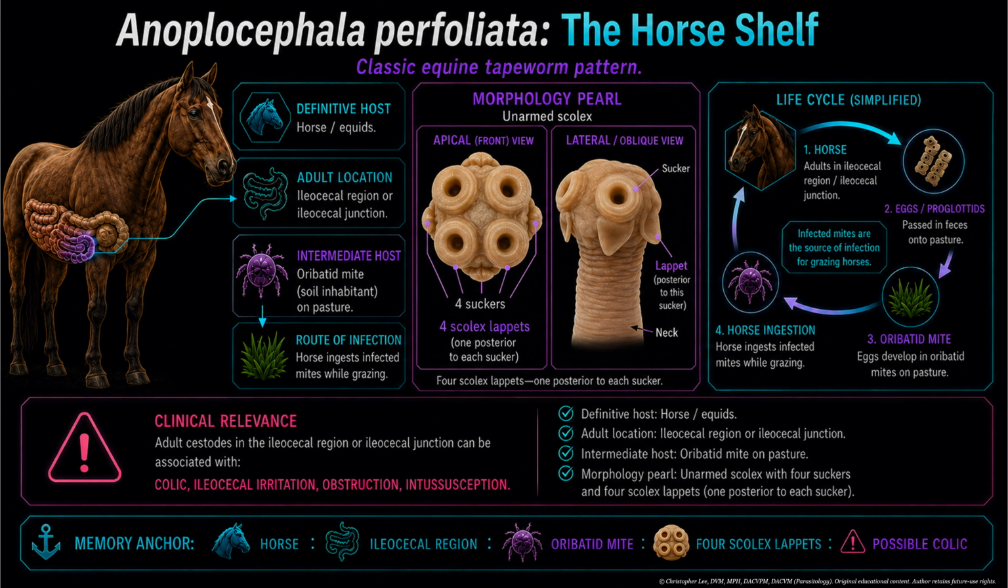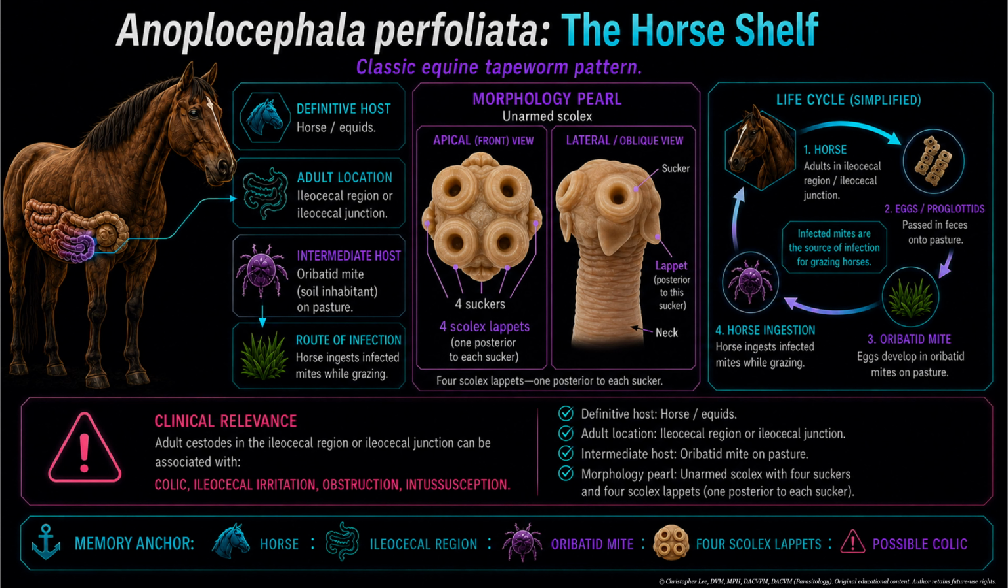First, the equine tapeworm, Anoplocephala perfoliata. Anoplocephala roughly means unarmed head, reflecting the absence of a rostellum with hooks. Perfoliata means appear to be piercing through. The name may or may not have been chosen as a warning about intestinal perforation, but it creates an ominous clinical echo for a parasite capable of severe disease at the ileocecal junction.